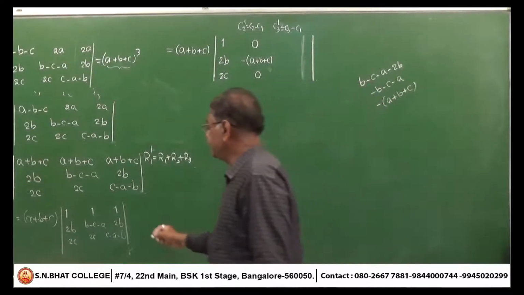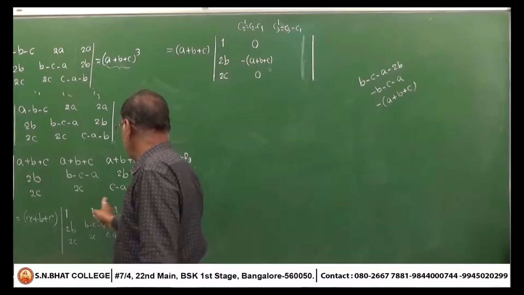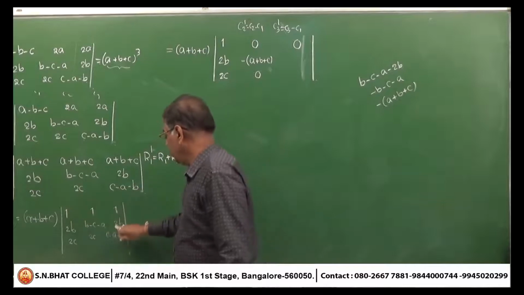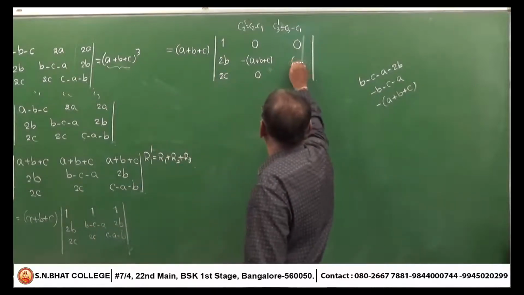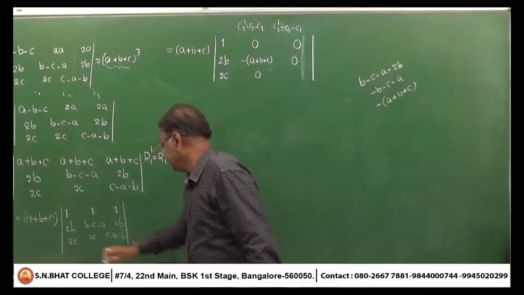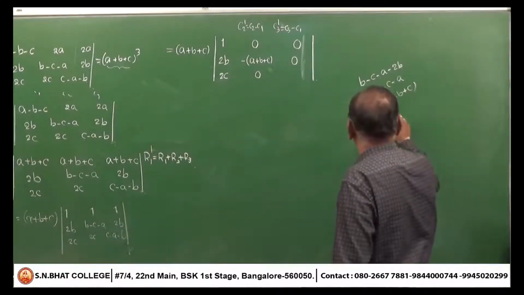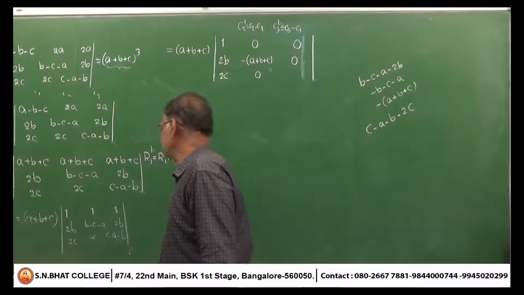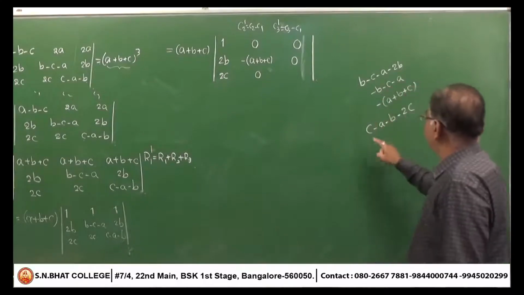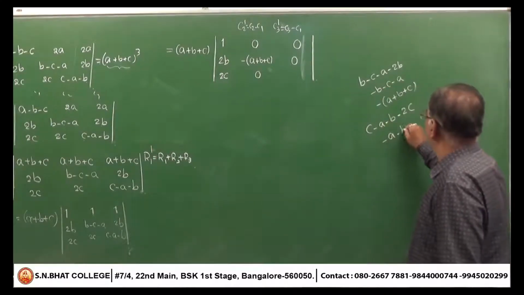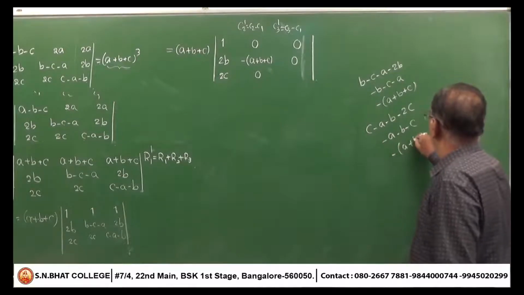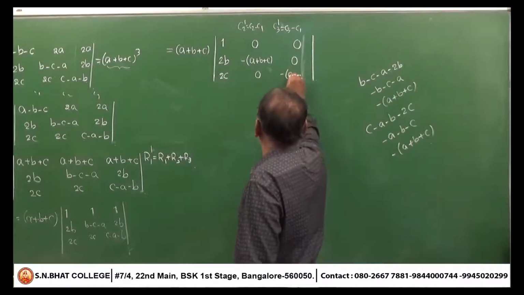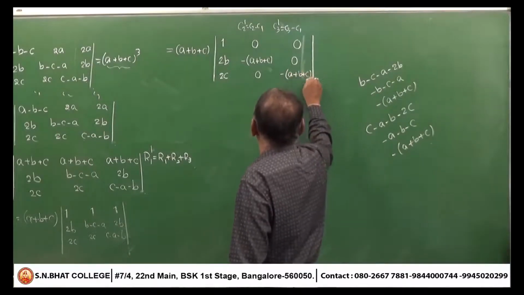Next, C3 dash is C3 minus C1. 1 minus 1 is 0, 2b minus 2b is 0. Next, this minus this: c minus a minus b minus 2c. Minus 2c plus c is minus c, minus a minus b. Take minus as a common factor: this is minus of a plus b plus c.